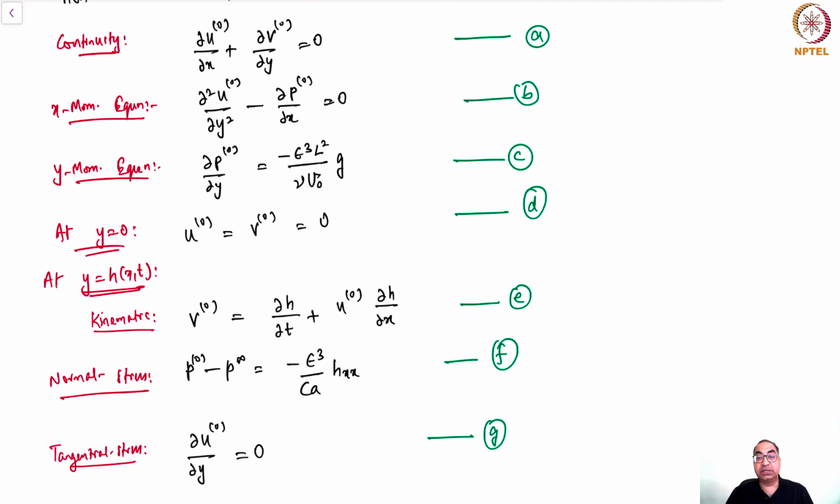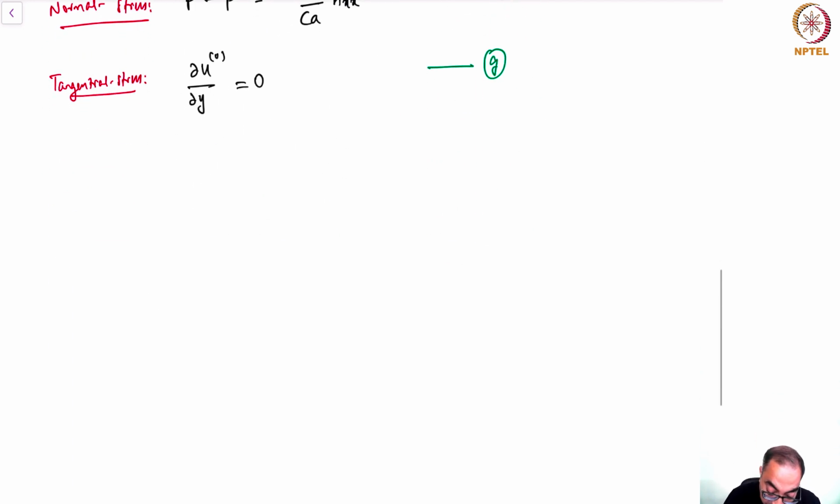Now, of course, when we do these integrations, we get integration constants, and we'll have to use the boundary conditions both at the wall and at the free surface to get the value of these constants. So let's start by integrating equation C, the hydrostatic pressure equation. So let me write that down.